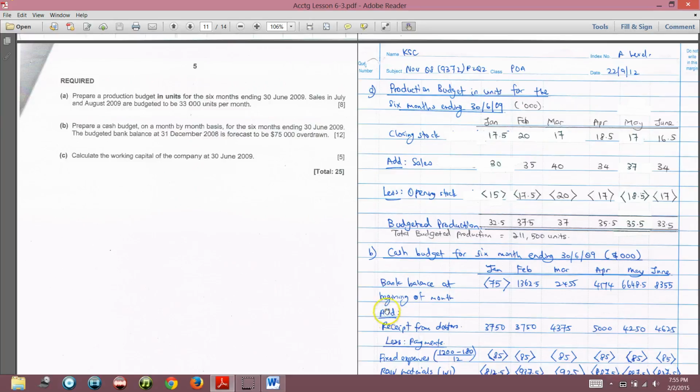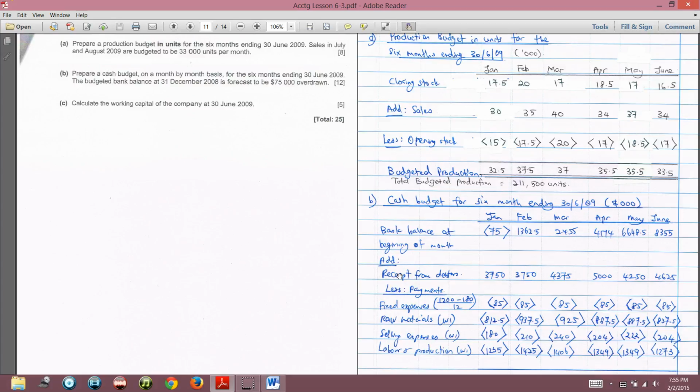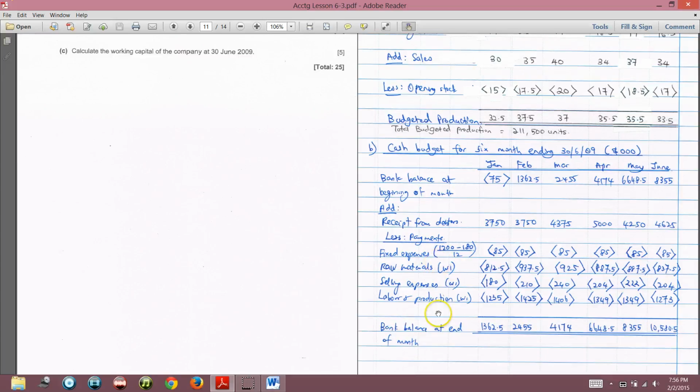Then I put here add, add. I want to save space so that I can show you easily, but you can actually space out. You can do this in one whole piece of paper. You can put add, then leave half a page, then put less payments, add receipts, and then less payments, then you space out. Once I have spaced out, I can put in all the easy figures first.